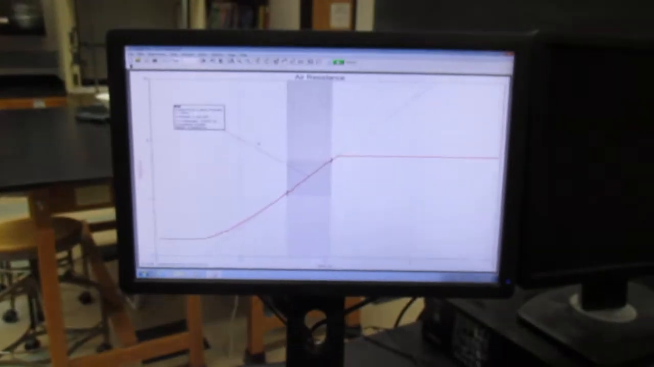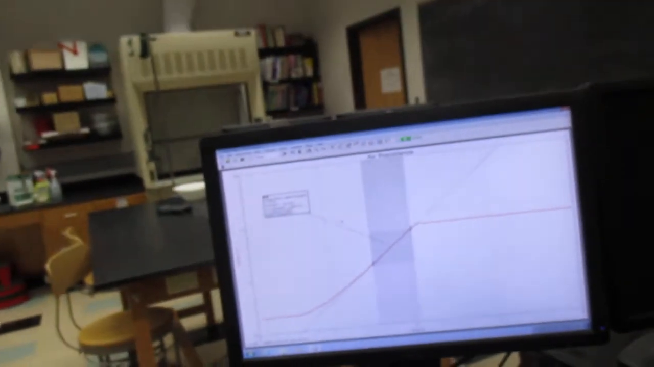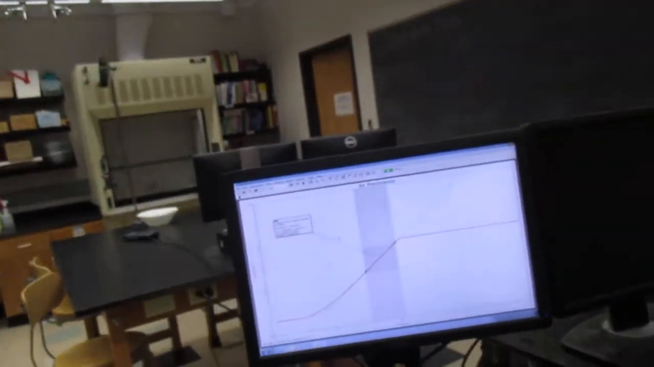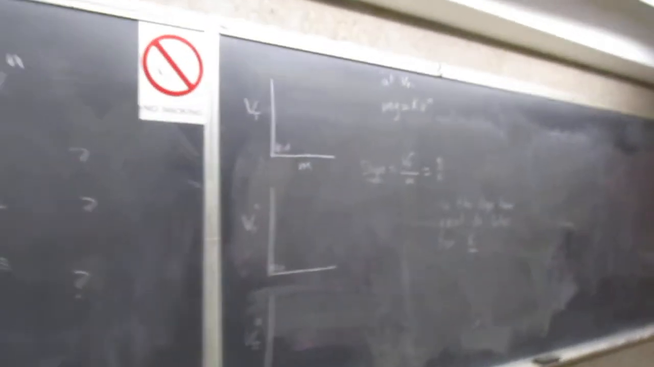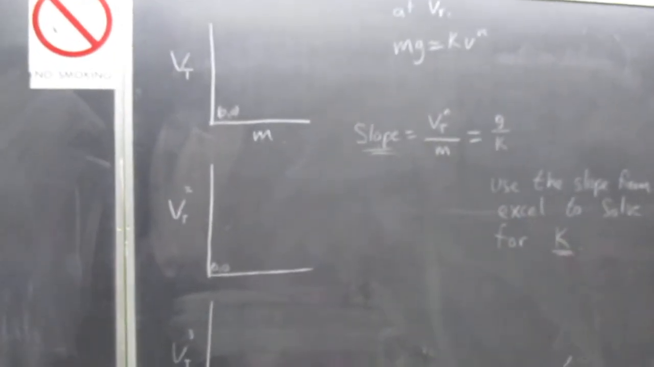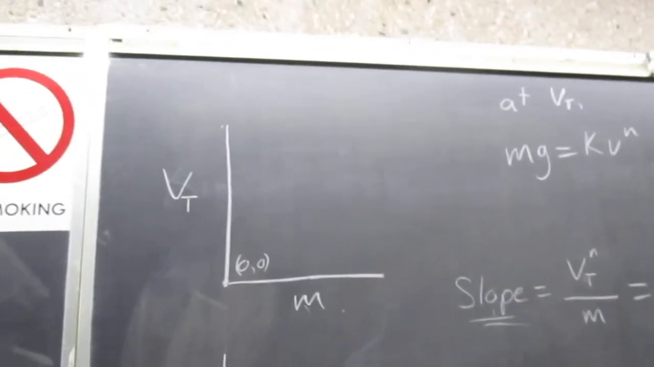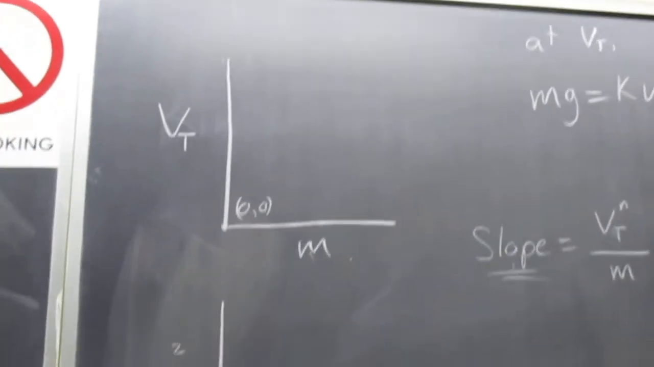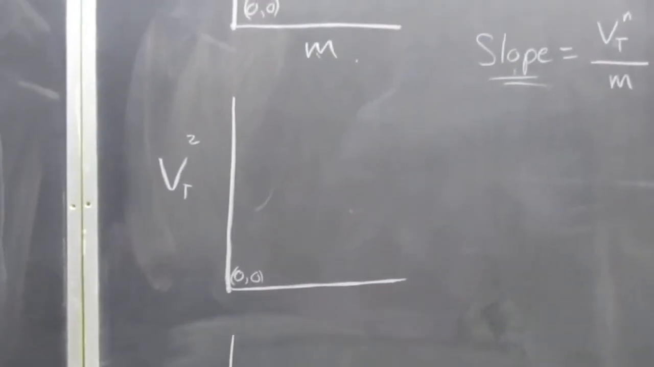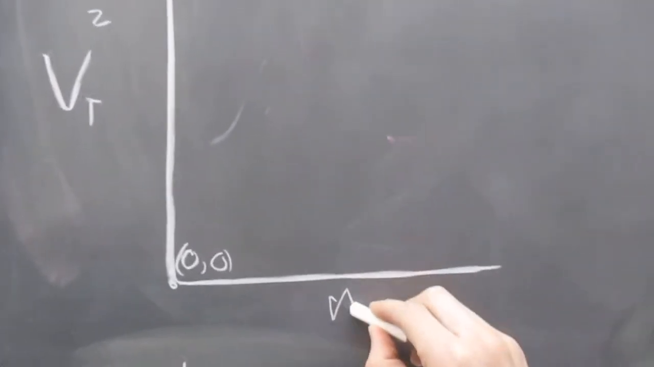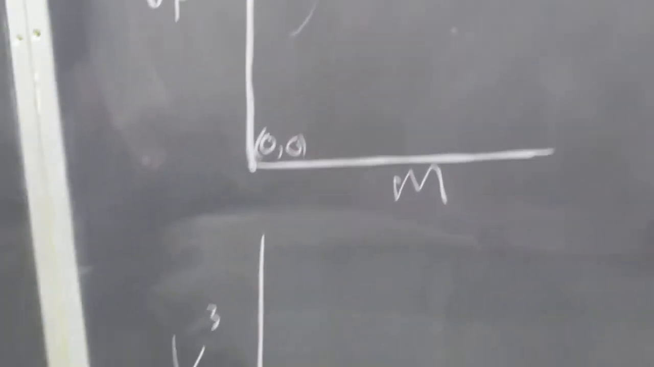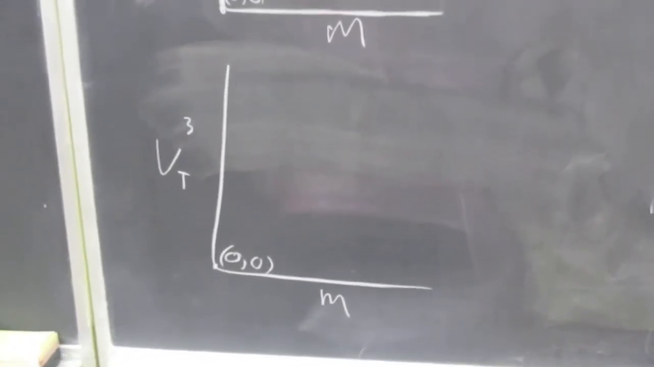So we're going to repeat this 5 trials for 1 filter, 5 trials for 2, 5 trials for 3, 4, and 5 filters. Okay? And we will plot on Excel our average terminal velocity versus our mass. And we will plot our average terminal velocity squared and our mass. And then our average terminal velocity cubed and our mass.